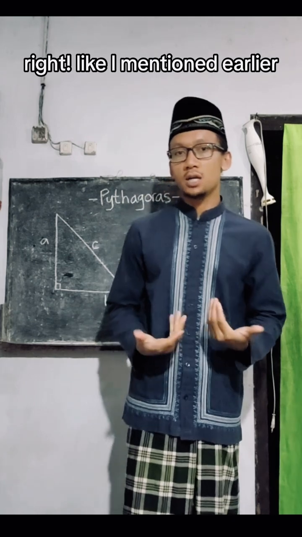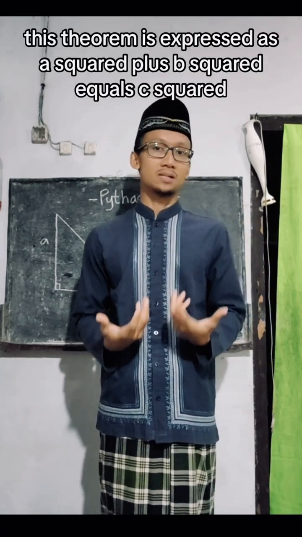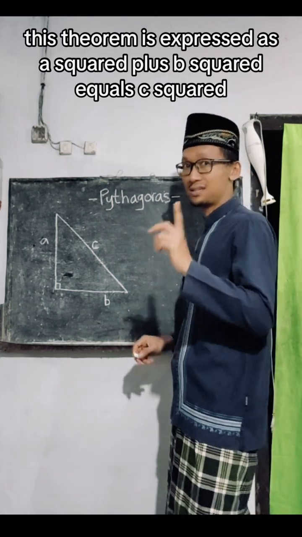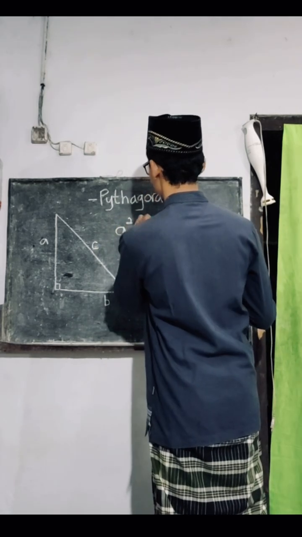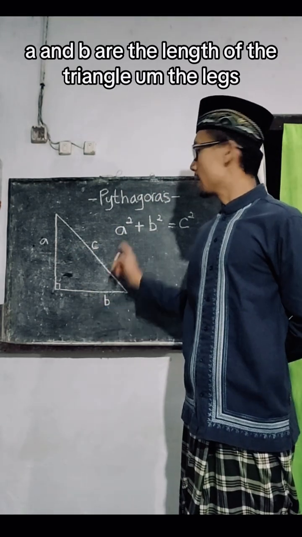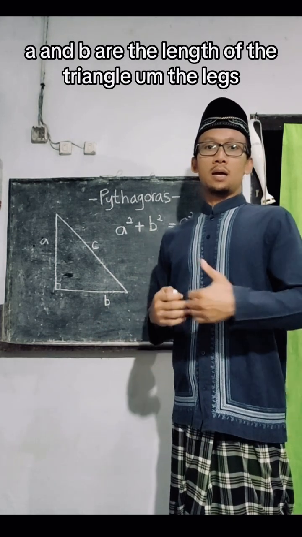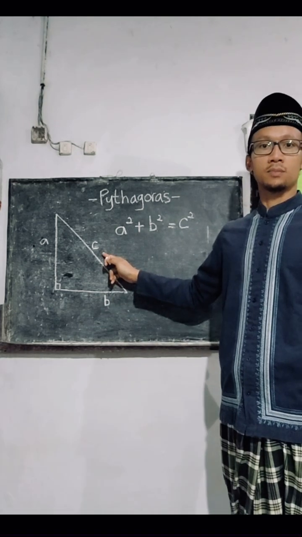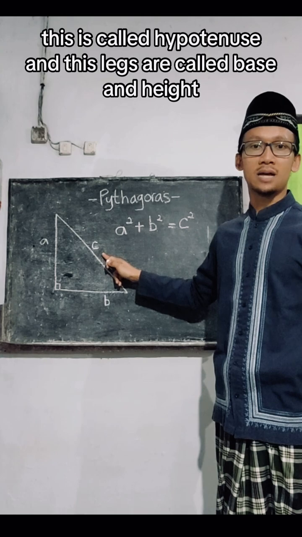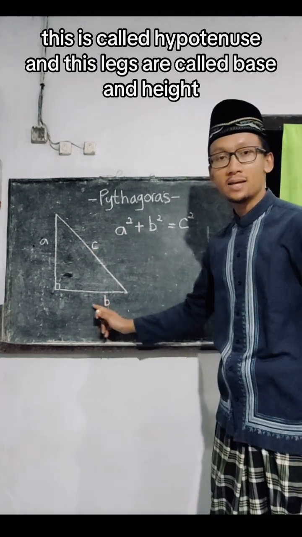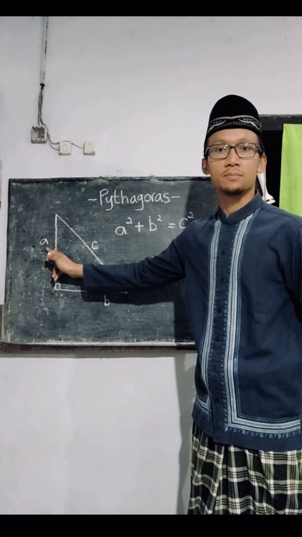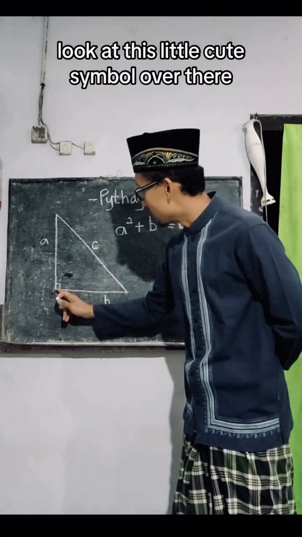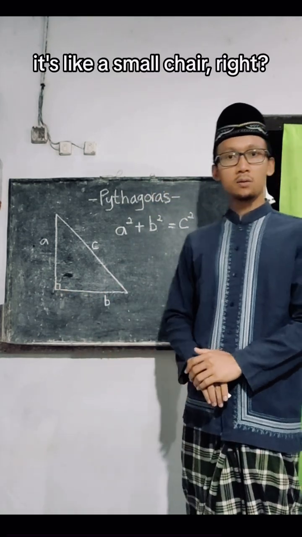Right, like I mentioned earlier, this theorem is expressed as a squared plus b squared equals c squared. A and B are the lengths of the triangle's legs, and C is the length of the hypotenuse. So this is called the hypotenuse, and these legs are called base and height, right? And this is the right triangle. Look at this little cute symbol over there. It's like a small chair, right?